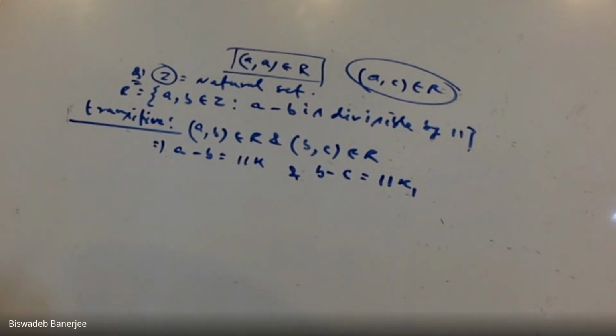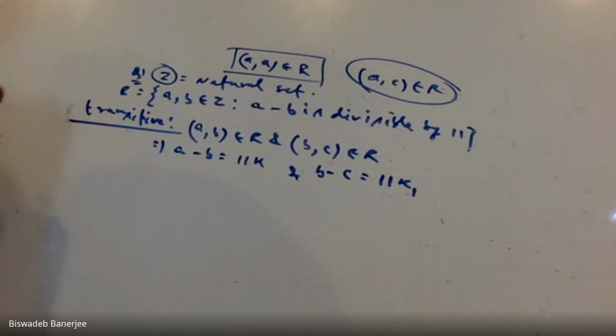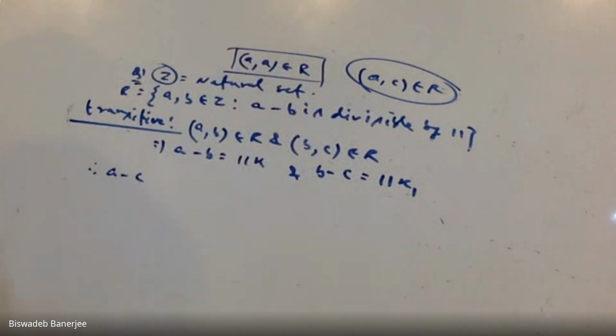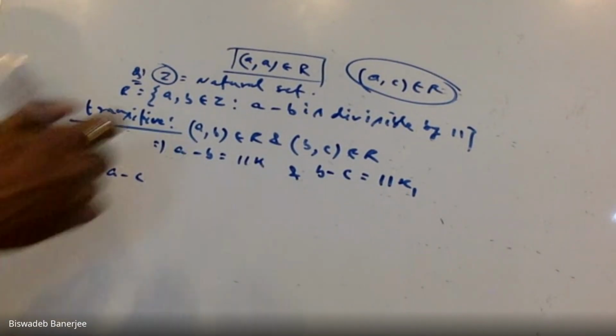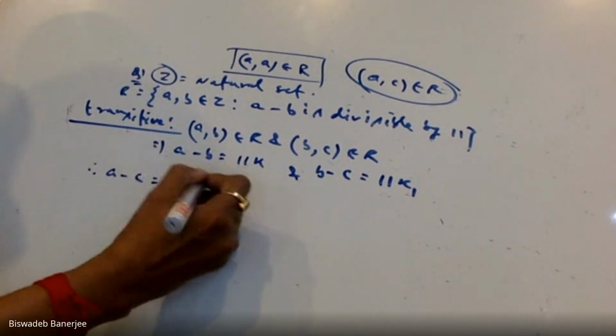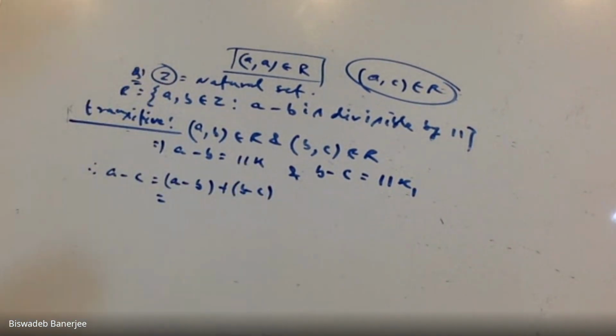We know this concept from our previous class. So (A, C) belongs to the relation means what? We have to check whether A minus C is a multiple of 11 or not. So how can you check this? Say that A minus C can be written as (A minus B) plus (B minus C).